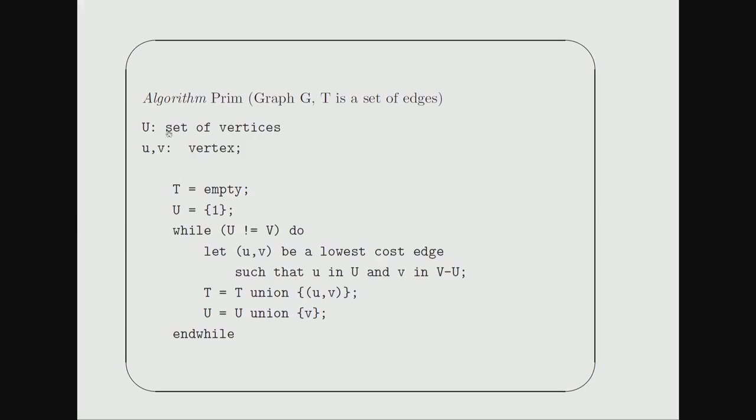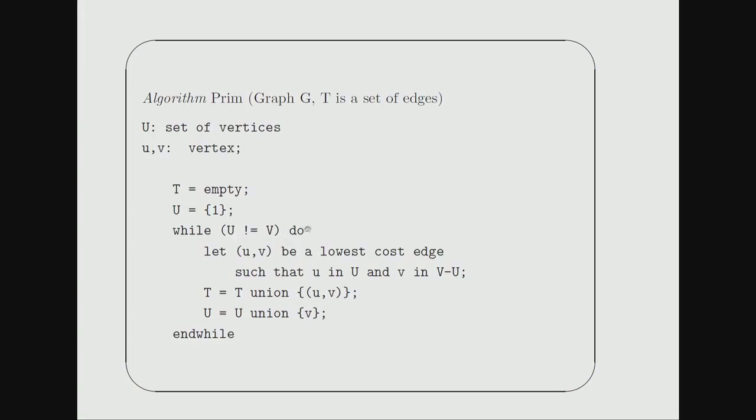We have 2 sets of vertices. U is a set of vertices, and T is an empty set initially, U is initialized to 1, and V is, let us say, the original vertex set of the graph. Until all the vertices have been included in that U list, you exhaust every one of them. So what are we doing now? V is the original vertex set that's given.